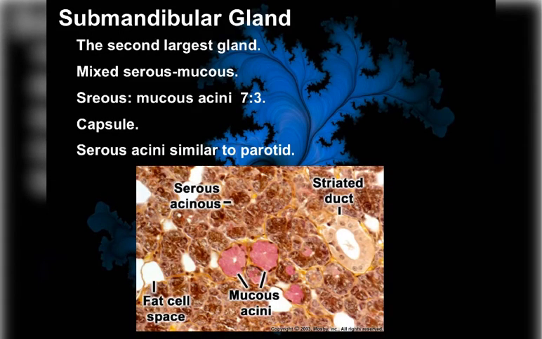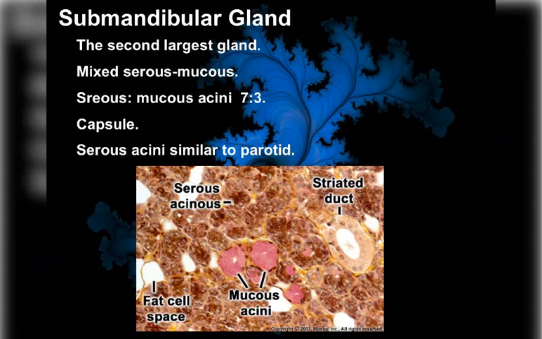Now we'll talk about the submandibular gland. It's a major salivary gland and it's mixed but mainly serous. It's the only mixed gland that is mainly serous. The rest of the mixed glands are mainly mucous. It's the second largest gland. The largest is the parotid. It's mixed seromucous. Seromucous means more serous than mucous.